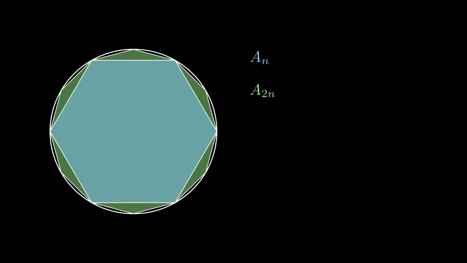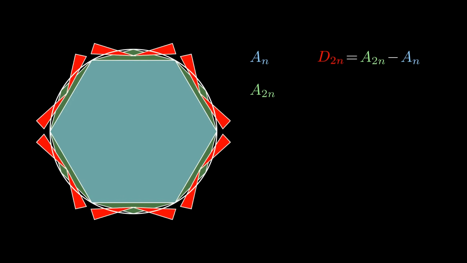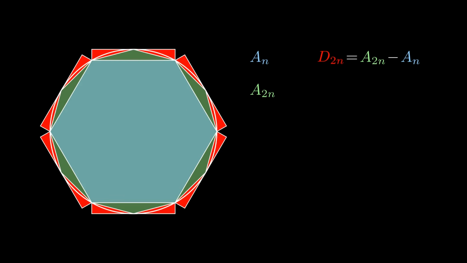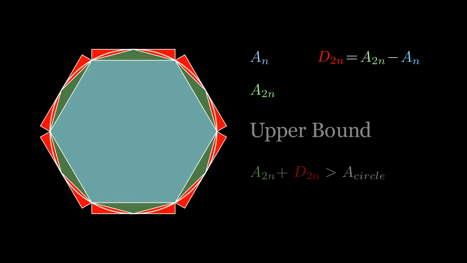So, Liu Hui overlapped these two polygons, visualizing the difference with the expression D of 2n equals A of 2n minus A of n. For our purpose, we'll visualize this as these small red triangular slices along the hexagon. Then, Liu Hui took each of those red slices, cut them in half, and rotated them outward. By doing so, he extended the area of the polygon slightly beyond the area of the circle. Liu Hui represented this mathematically as A of 2n plus D of 2n, which he set as the upper bound.